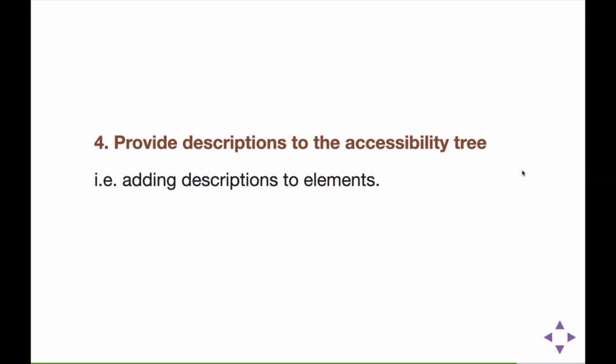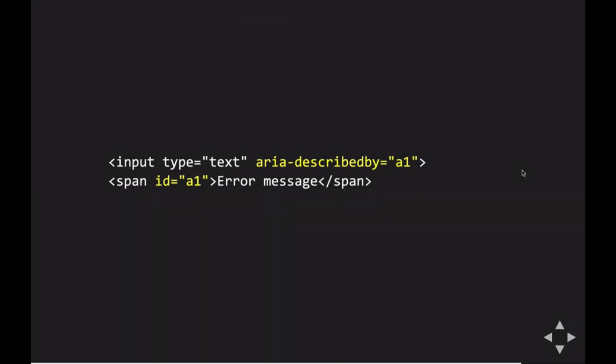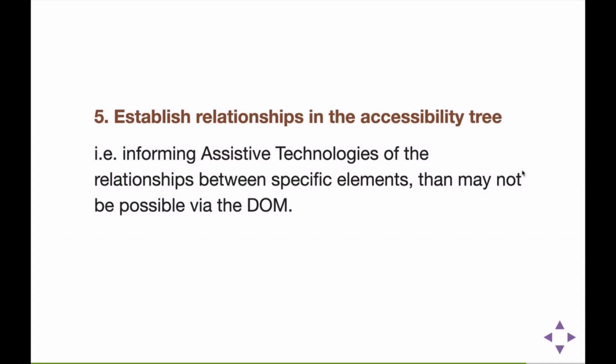Number 4, as we saw before, we can also provide descriptions to the accessibility tree. In this case, we have an input, and below that we have an error message. Because they're linked together via aria-describedby and IDs, this input now has an accessible description associated with it.